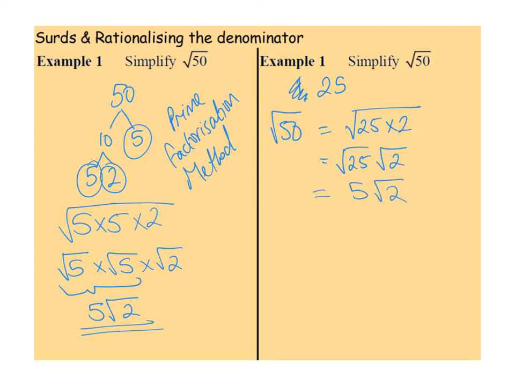So I get 5 square root 2. And this is the largest square factor method. You can see that both methods rely on the rule that was on the previous page about multiplying and being able to split the square root across a multiplication. With this larger square factor method, you need to be a little bit careful.